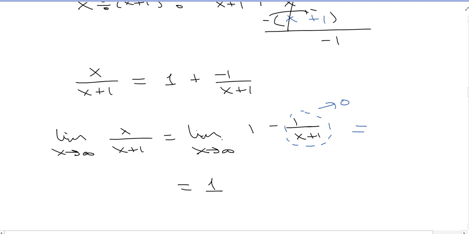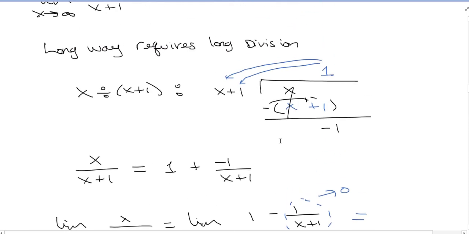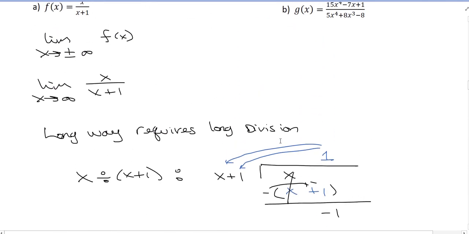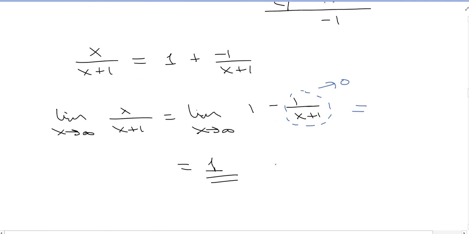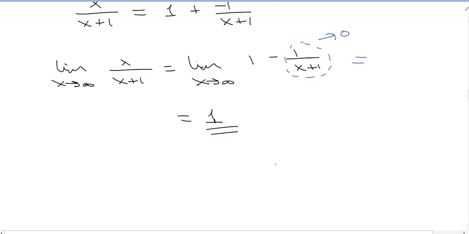Because as x goes to infinity, you have a constant, so that constant remains, and that other term goes to 0. So my limit is 1. So that is the long way. And then as x goes to negative infinity, we can do the same thing, because that is going to go to 0 as well. So we are going to have a horizontal asymptote here of 1.